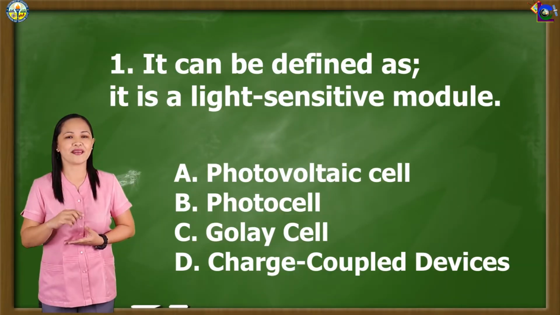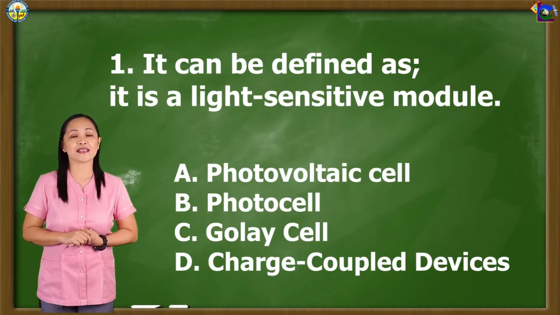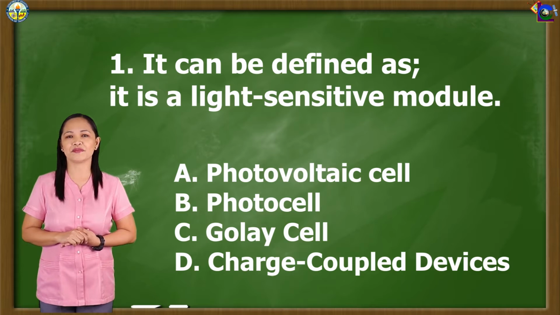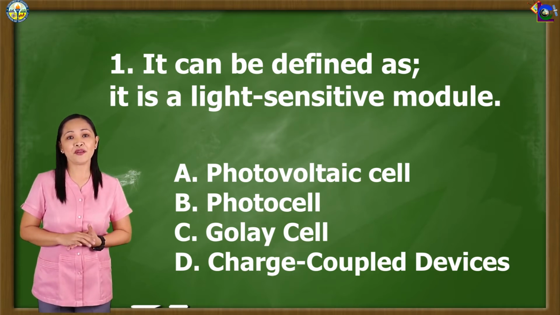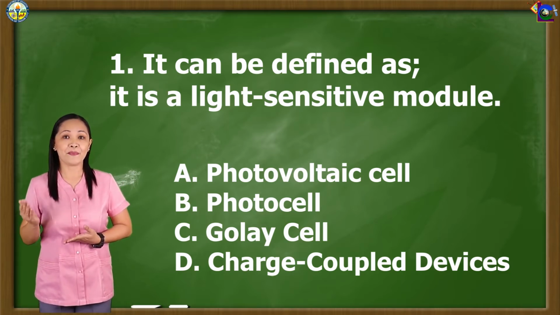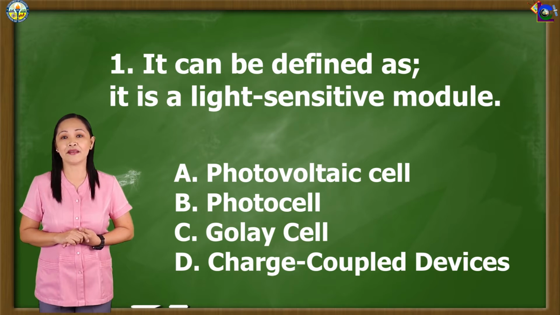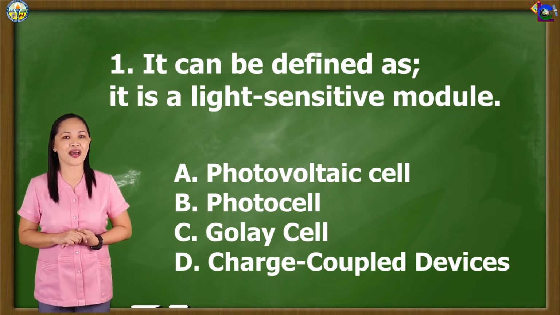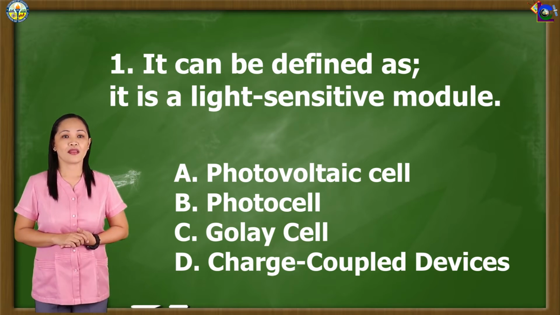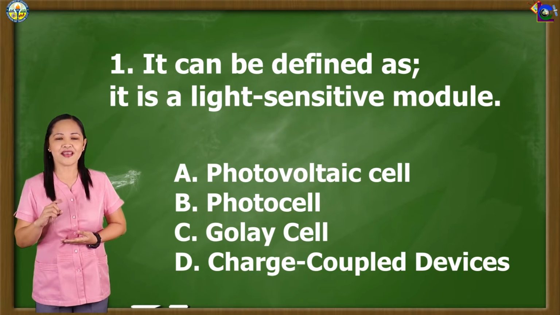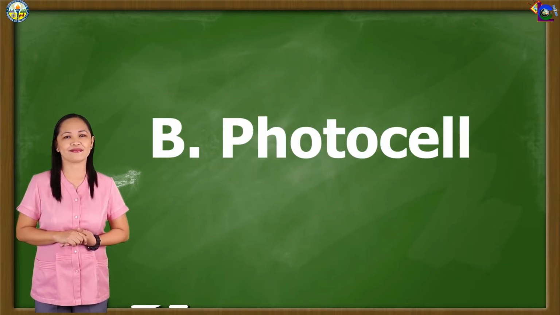Question number 1. It can be defined as a light-sensitive module. Letter A, photovoltaic cell. B, photocell. Letter C, Golay cell. Or letter D, charge-coupled devices. The correct answer is letter B.